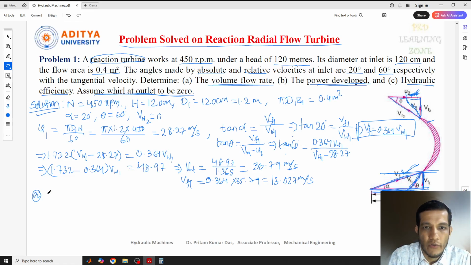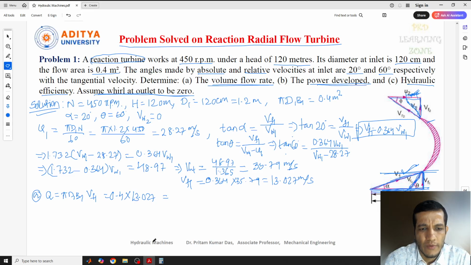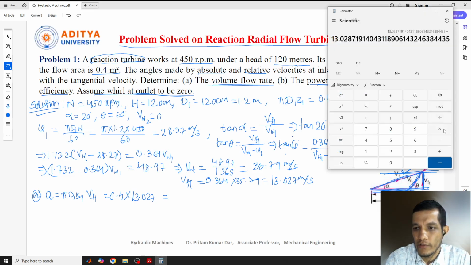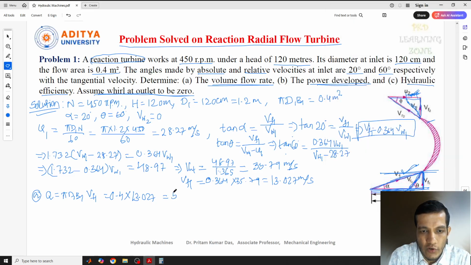The first one is volume flow rate. How can we calculate it? Q equal to, we can write, pi d1 b1, that is area, into VF1. This value is already given in the question, that is nothing but 0.4 into VF1, which we just calculated, 13.027. So 0.4 means some part of this, and multiplying by 0.4 we get 5.21. So this much volume flow rate, 5.21 meter cube per second. This is the first answer we found now.